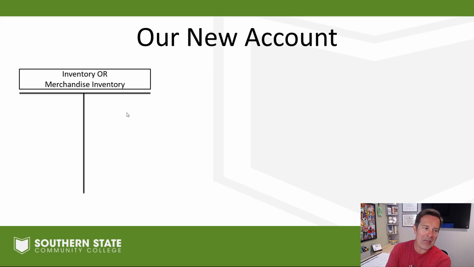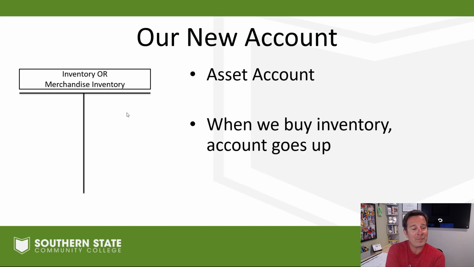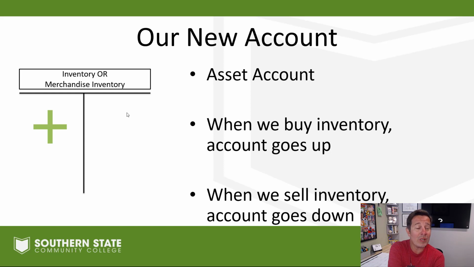So our new account that we're going to be looking at, and we've already seen it if you looked at the video on comparing service and retail businesses, I already mentioned it: Merchandise Inventory, or just Inventory. It's an asset account, and it's going to be reported on the balance sheet under current assets. When we buy inventory, obviously the account's going to go up. We have more inventory. When we sell inventory, the account's going to go down. We have less inventory. Pretty simple, right?